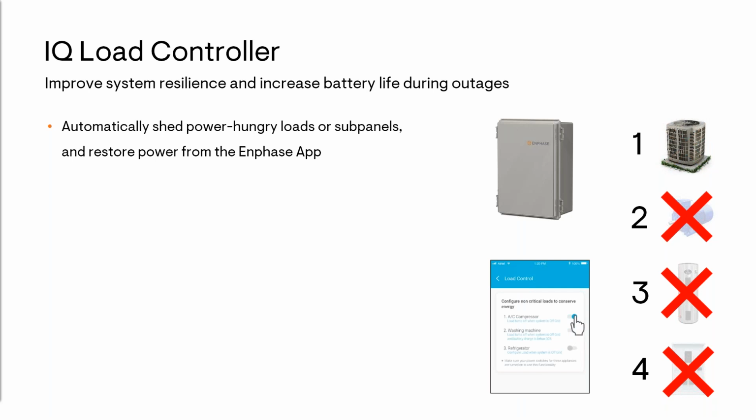Then the homeowner can go into the Enphase app and restore power manually if they wish. The behavior can also be customized for each load. For example, a load can be set to turn on or off depending on the battery's state of charge. This would prevent large loads from completely draining the battery quickly. Loads can also be set to only have power if there's an integrated generator that's parallel.